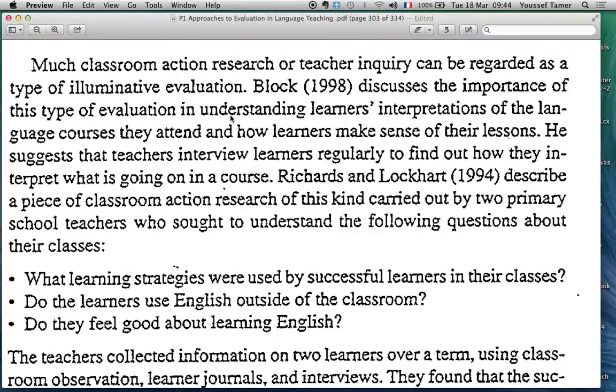So that's why it's mentioned in the chapter itself. Action research or teacher inquiry. Okay.